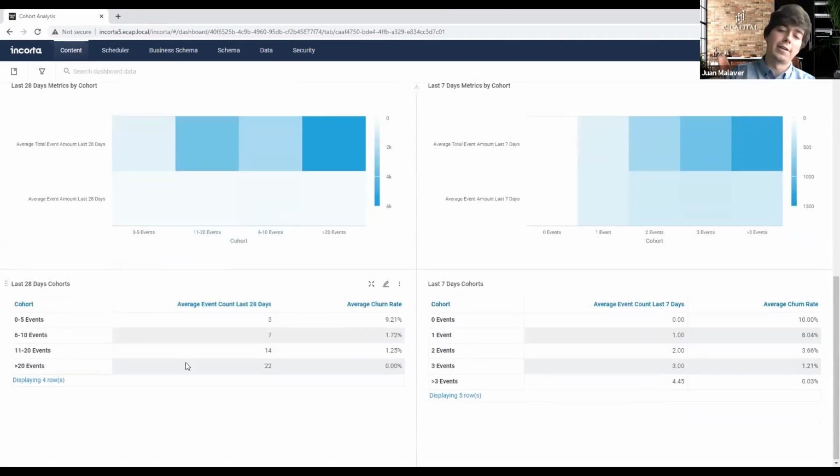And then lastly, if you want to look at it in a table format, you can do that as well in the dashboard here, where we can look at all the different cohorts, each of their churn rates, and on average how many events occurred in each of these cohorts.